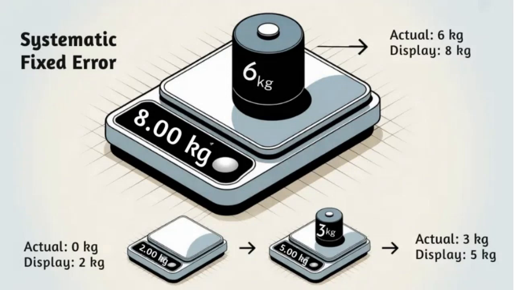What this illustrates is a systematic fixed error in measurements, where the scale consistently shows a weight that is higher than the actual weight. For example, an object that weighs 6 kilograms is displayed as 8 kilograms on the scale. Similarly, when nothing is placed on the scale, it still shows 2 kilograms, and when a 3-kilogram object is on the scale, it reads 5 kilograms. This kind of error remains constant regardless of the actual weight being measured, indicating the scale has a calibration issue that adds a fixed amount to every measurement. Understanding this helps us recognize and correct these errors in practical situations.